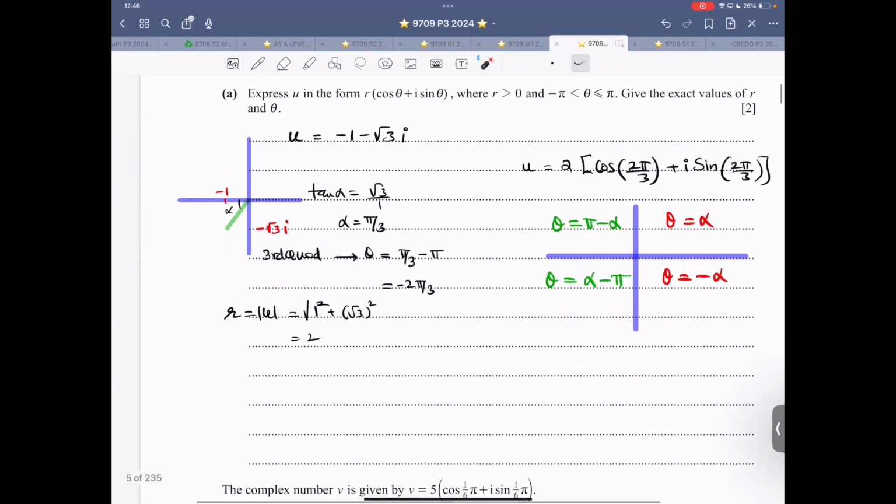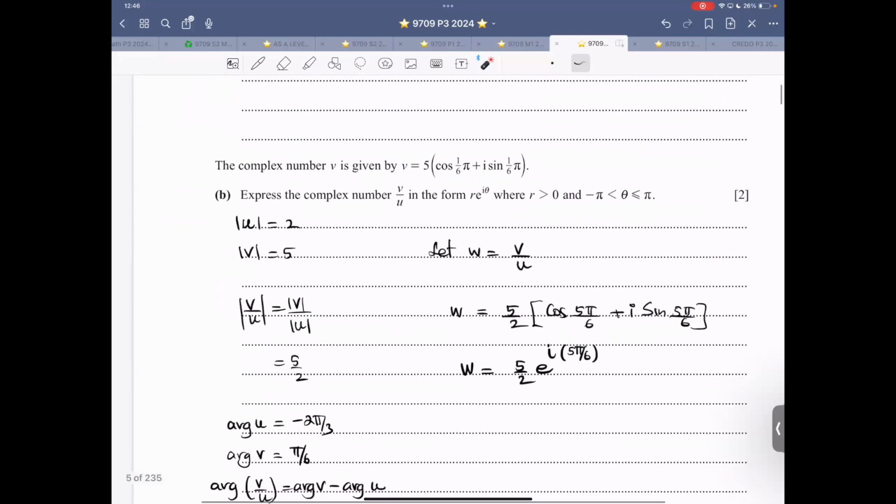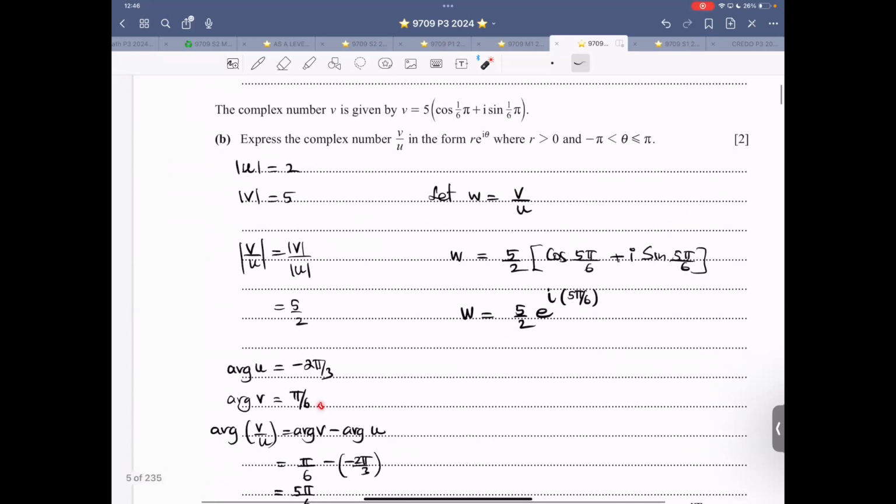So now we get this. We also find the magnitude, which comes out to be 2, and then we write it in the trigonometric form, the polar form. Next part. The complex number v is given by such and such. So what's the magnitude of v? That is 5. What is the argument of v? That is pi by 6.